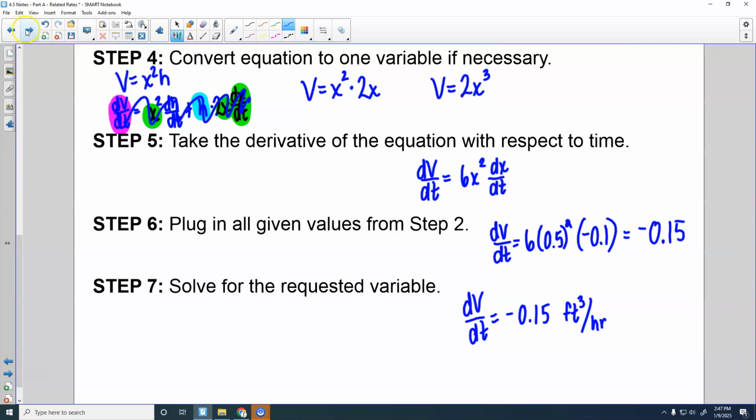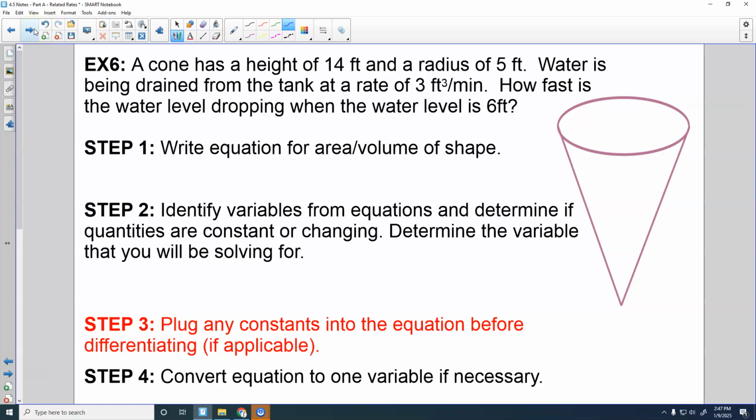All right, we have worked our way up to the cone problem. The cone problems are the most difficult of these, and that is because here we've got a conical tank that is being drained. The water level is being drained at a rate of 3 cubic feet per minute. Now, in the cone, as you drain water from that cone, you're going to think the water level is going to be dropping, right?